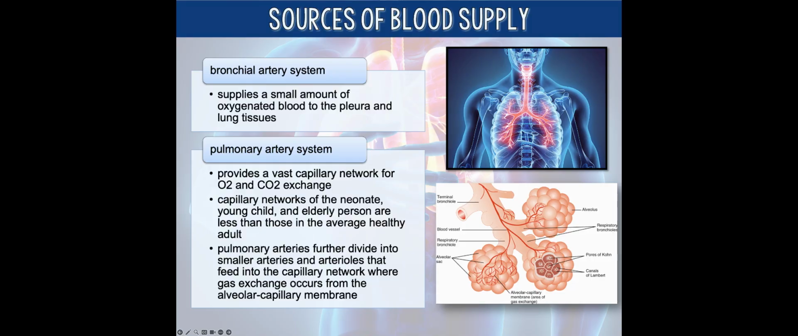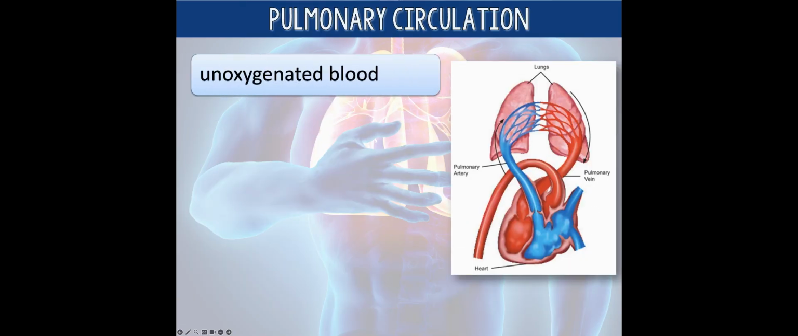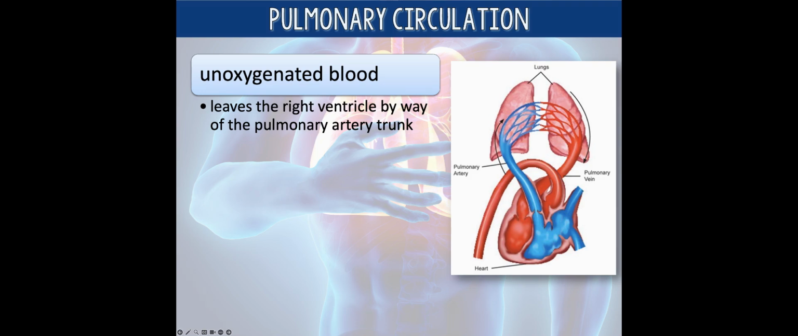And remember that oxygen depleted blood leaves the right ventricle by way of the pulmonary trunk. And so we're going to take a look at this here. The oxygen depleted or unoxygenated blood leaves the right ventricle by the pulmonary artery trunk, and then it branches into the right and left pulmonary arteries. The pulmonary arteries divide into smaller arteries, and then into the arterioles until it goes into your capillary network, where again we said that that's where the gas exchange occurs in the alveolar capillary membrane.